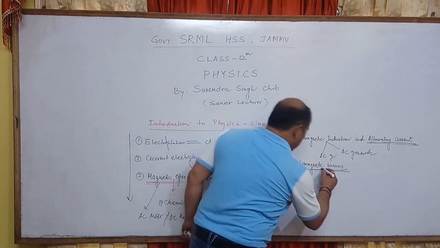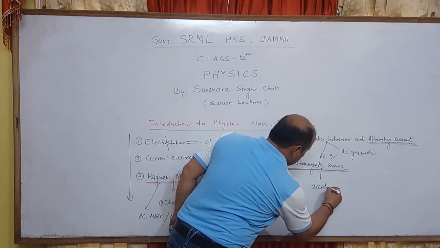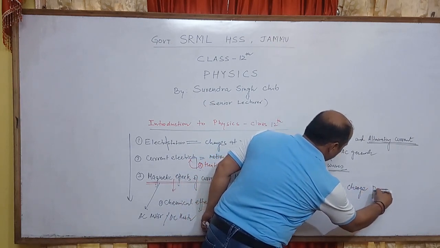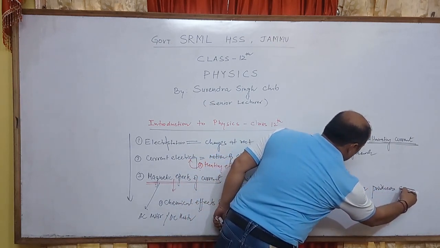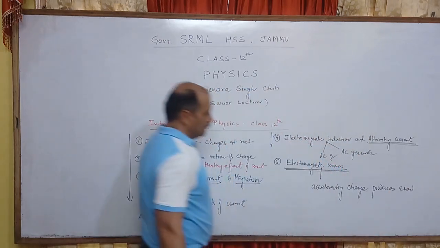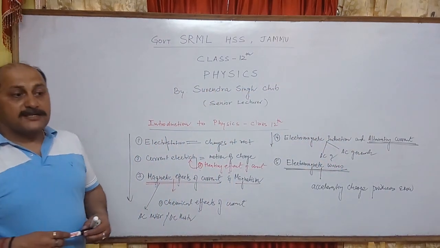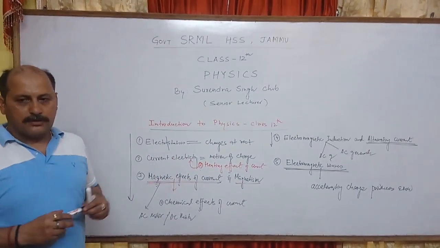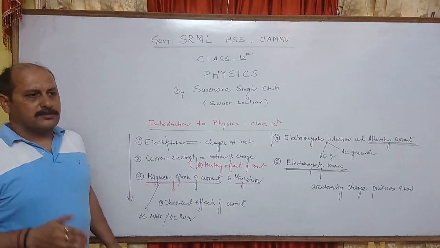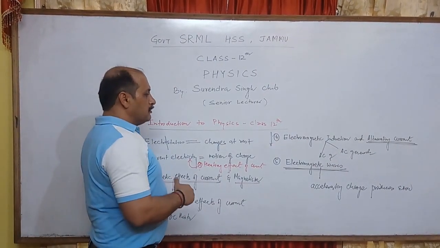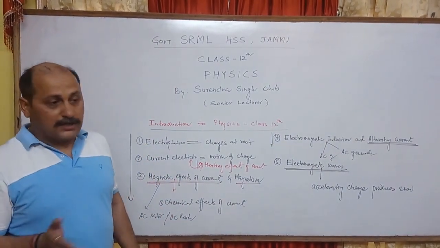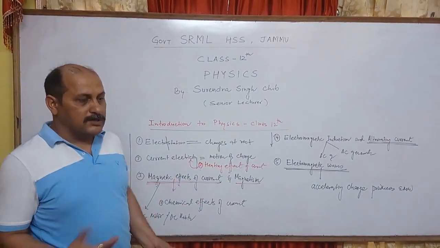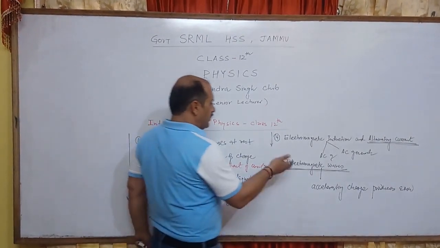But for the time being, simple words: accelerating charge produces electromagnetic wave. जब चार्ज एक्सलरेट करता है, यूनिफॉर्म नहीं चलता, जब क्या करता है, एक्सलरेट करता है. Accelerate means speeding up or speeding down. So it produces an electric field also, that is called varying electric field, and the varying electric field simultaneously produces a magnetic field perpendicular to itself, and that gives rise to electromagnetic wave.